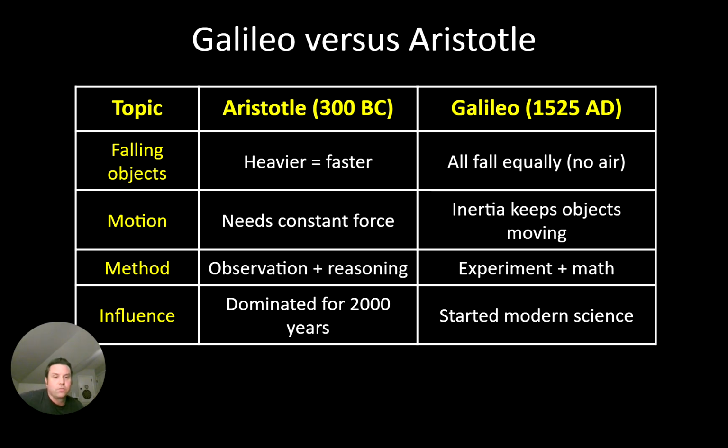He uses experiment and math, which involves observation and reasoning. But he actually took notes, kept track of experiments, and verified it with some math. He is the start of what we're studying, and that's modern science.